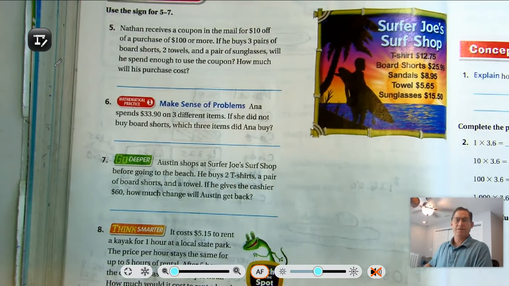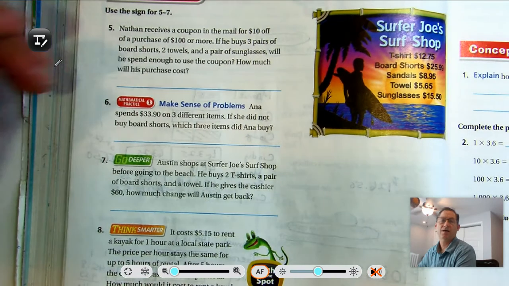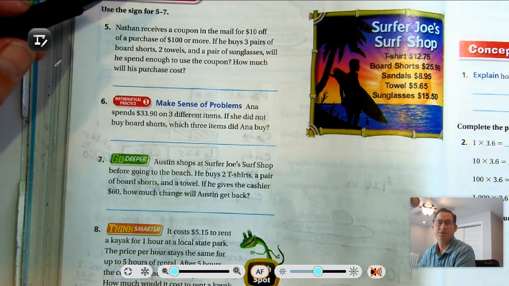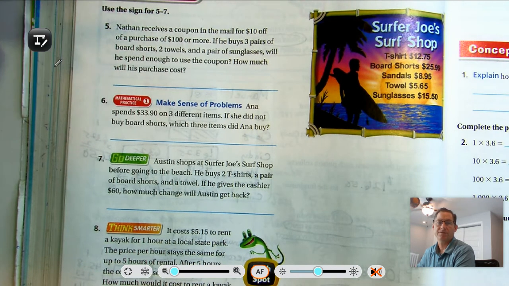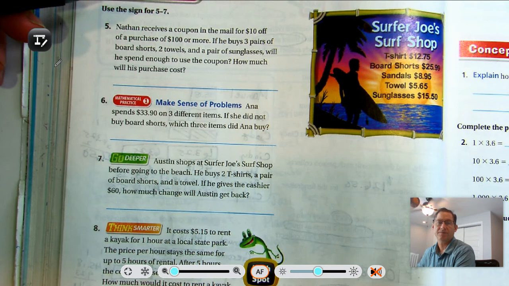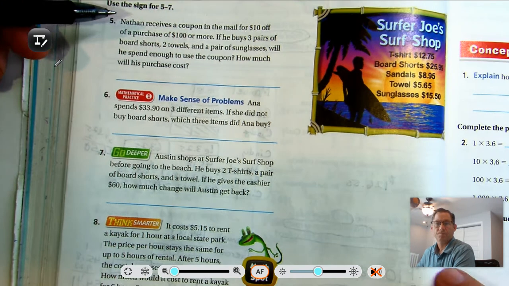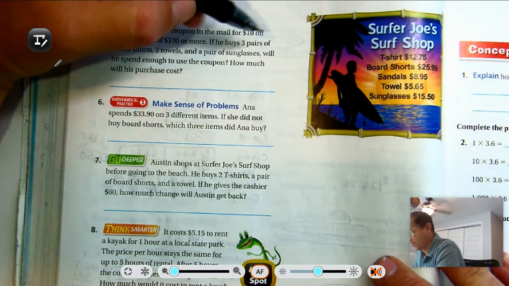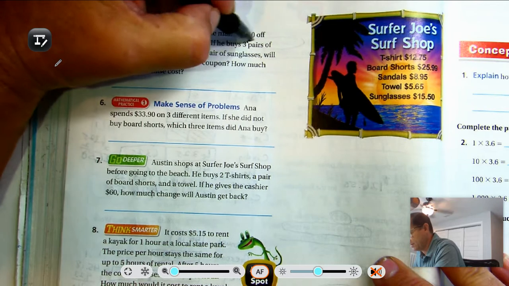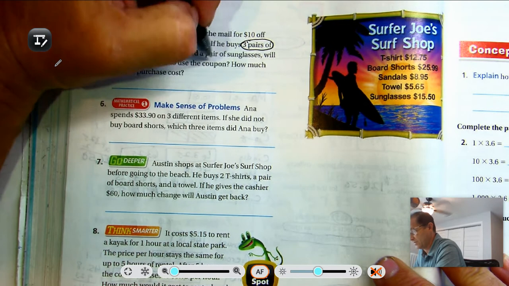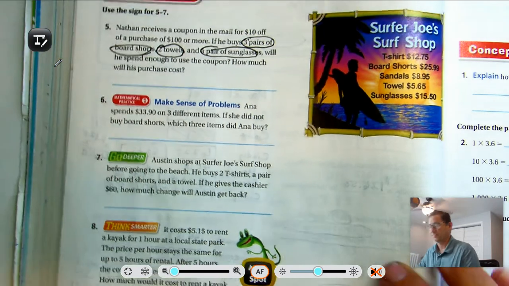Nathan receives a coupon in the mail for $10 off a purchase of $100 or more if he buys 3 pairs of board shorts, 2 towels, and a pair of sunglasses. Will he spend enough to use the coupon? How much will his purchase cost? So, 3 pairs of board shorts, 2 towels, and a pair of sunglasses.